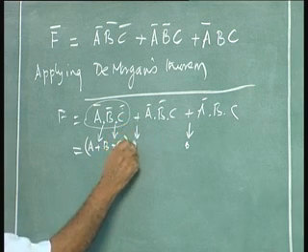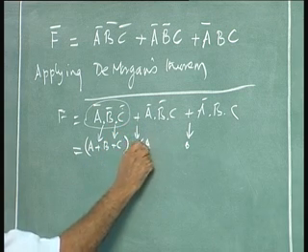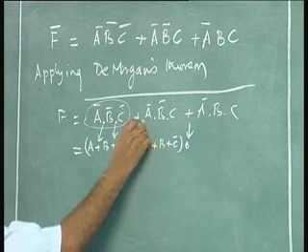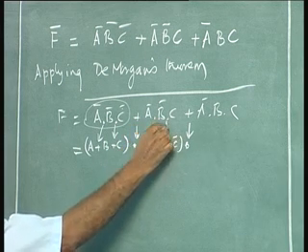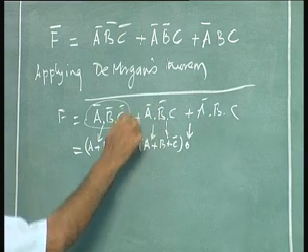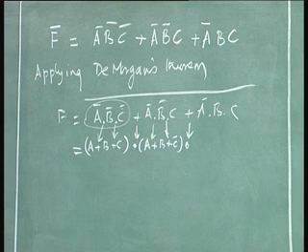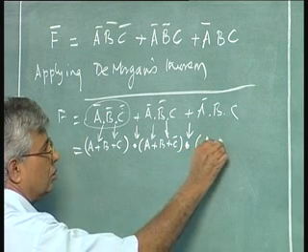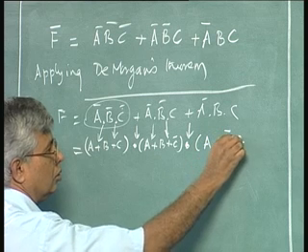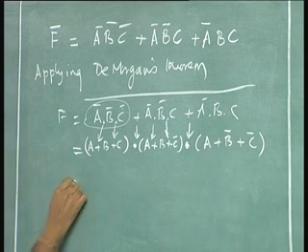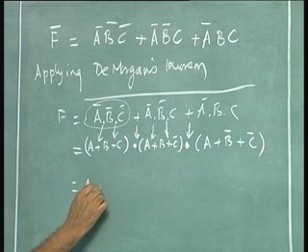And this OR becomes AND, this C gets complemented, the complement of B and the complement of A get removed, and finally C bar. So that means it is the same as this. I will rewrite it here to avoid confusion.